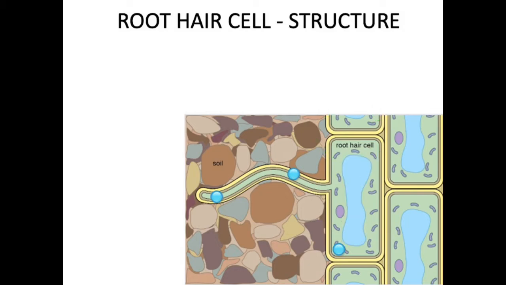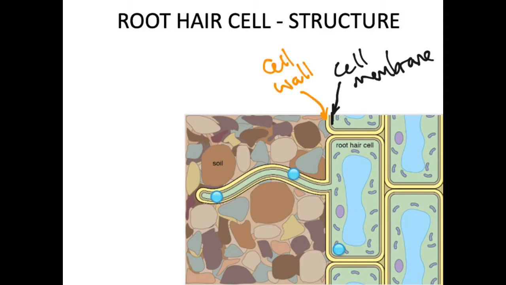Right, all cells have cell membranes, animal cells included, and the cell membrane is the one that's closest to the cytoplasm. The cell wall goes around the cell membrane and protects it, and that is one of its jobs.